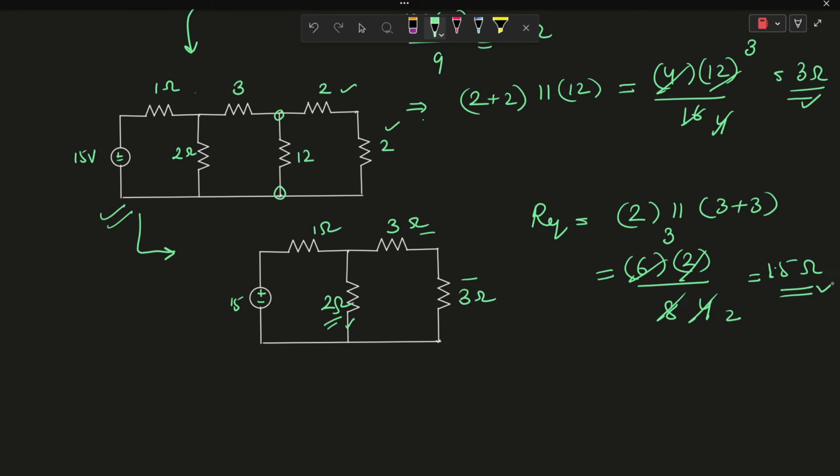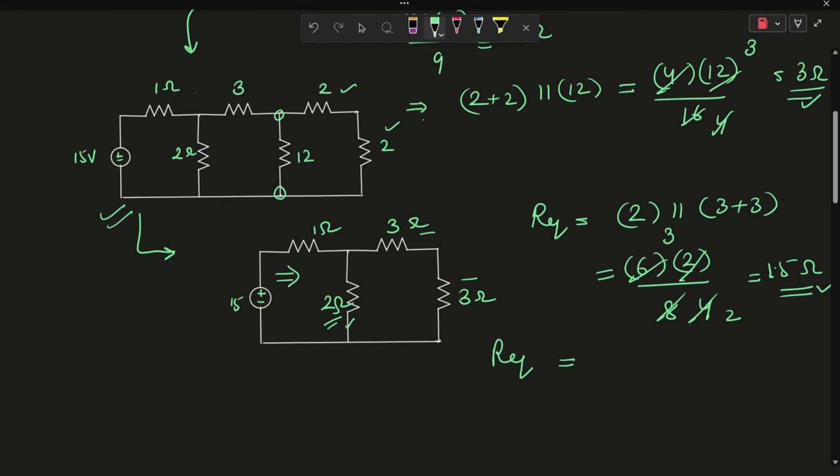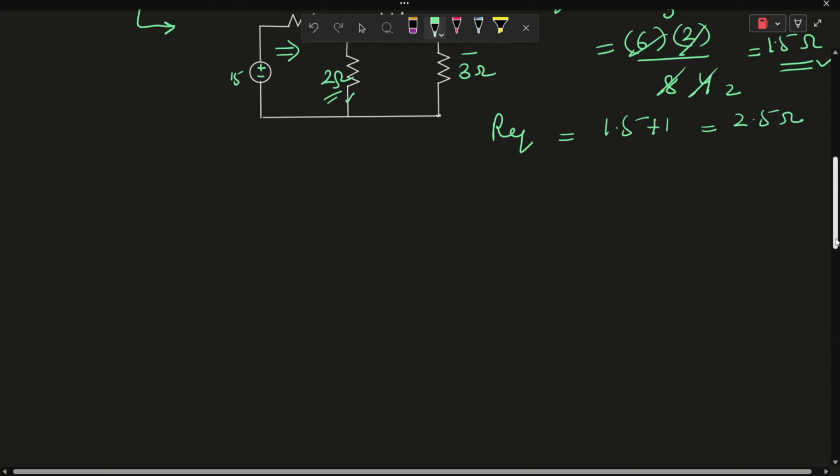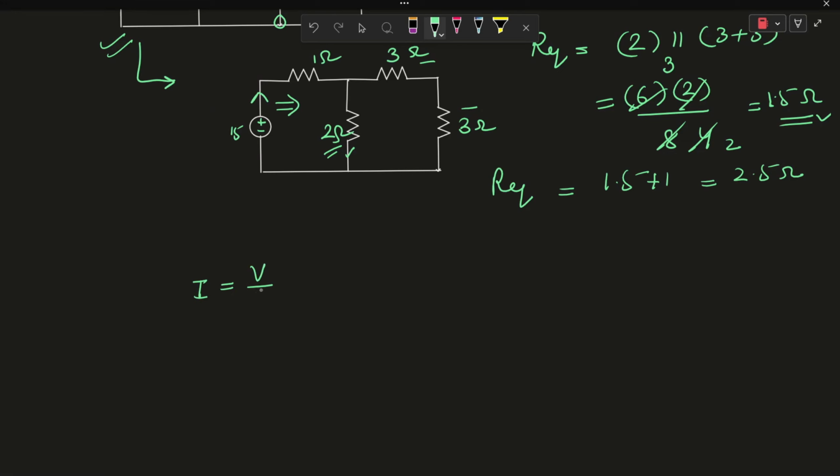So the total equivalent resistance seen by the voltage source will be the series combination of 1.5 plus 1, which is equal to 2.5 ohms. So according to Ohm's law, the current flowing from the voltage source, I, will be equal to V by R, which is 15 over 2.5 ohms. After simplifying, we are getting 6 amperes.